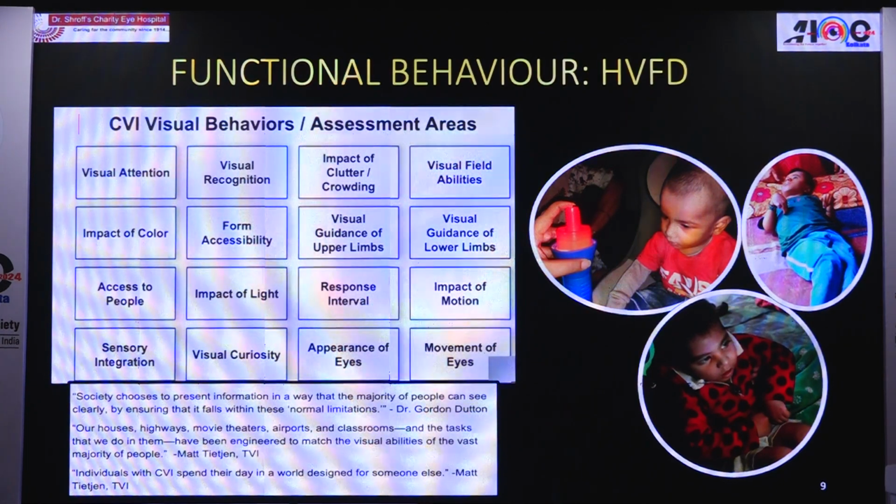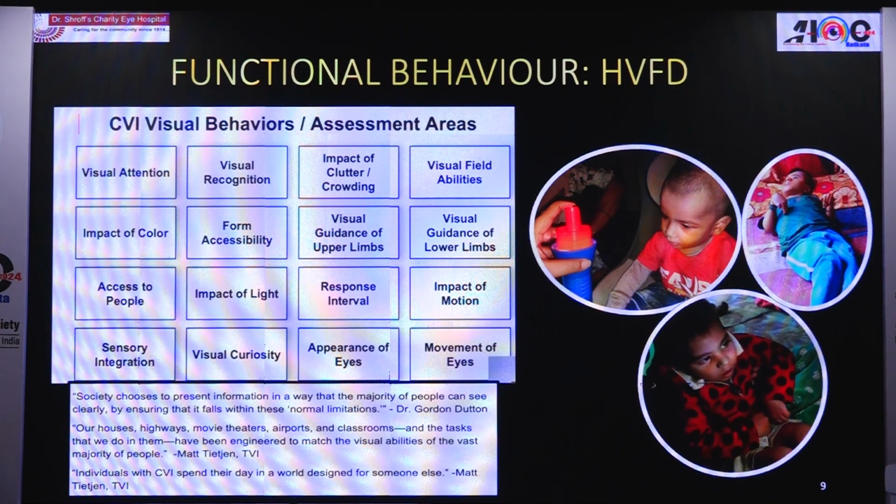They would have their own coding strategies to identify the objects. Visual guidance of upper limbs and lower limbs means hand-eye coordination, or walking or crawling to take an object. Access to people, as I discussed, is the familiarity with faces. Impact of light: this is a dual mechanism. Some of the CVI children would just gaze and watch towards light, liking light so much that they want their rooms to be brightened up or shiny, whereas others would have photophobia, which will induce in them a visual fatigue, so they would prefer remaining in darker rooms and will not want to go out on a sunny day.